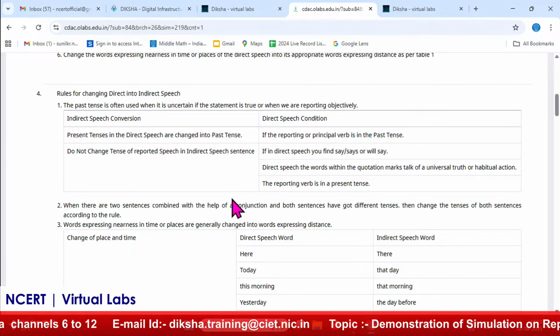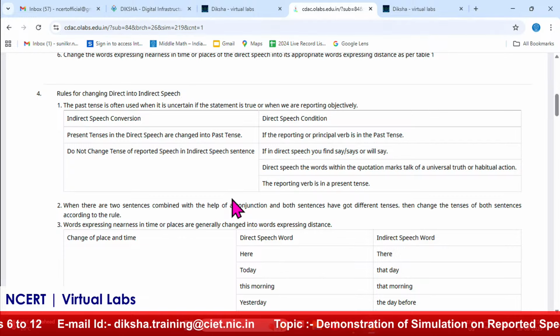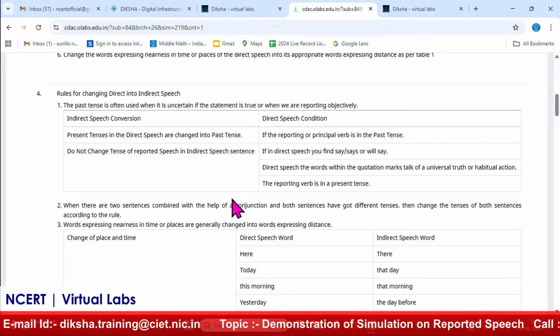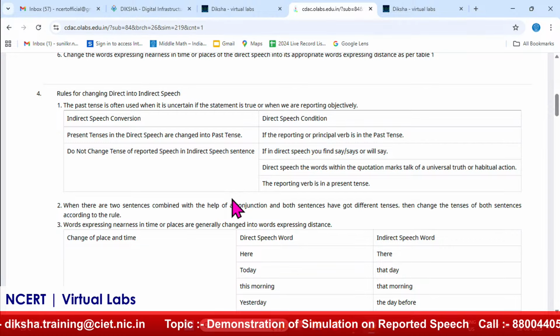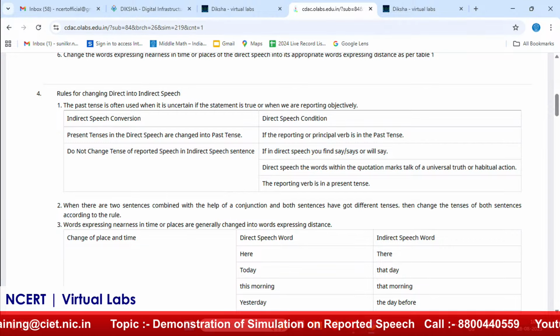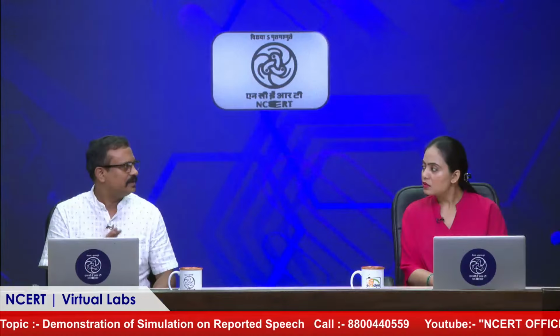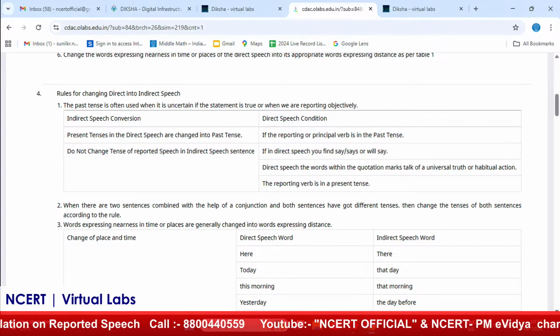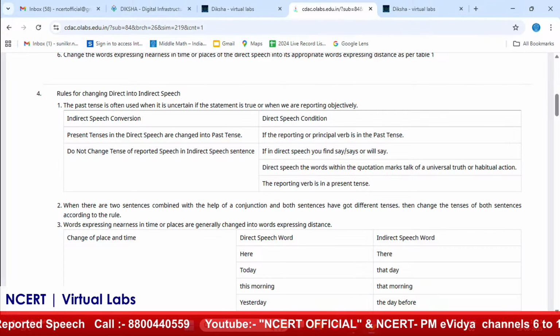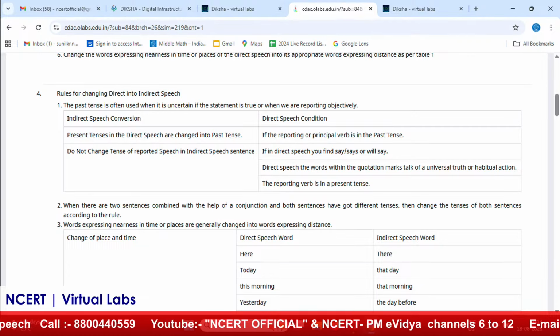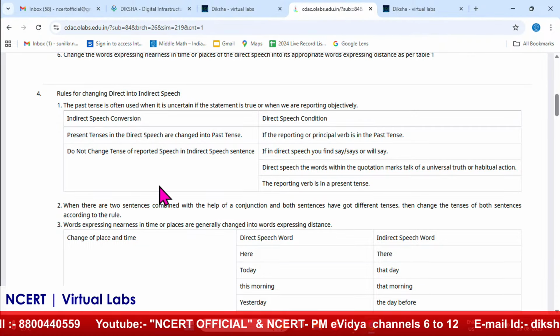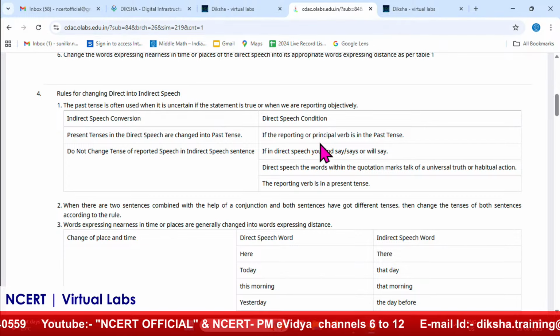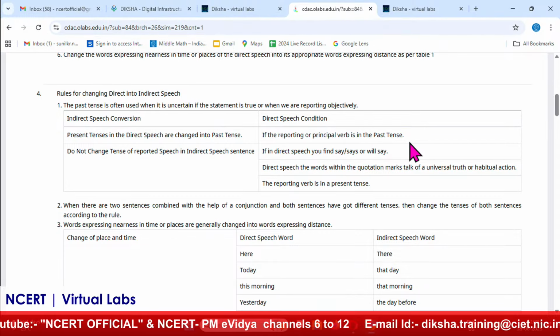The past is often used when it is uncertain if the statement is true or when we are reporting objectively. So, don't pay heed to whether the statement is true or not, but the whole point is we are reporting everything objectively. Nothing changes. Okay. Whatever is said, all of it is retained while we are giving the information. So, rule number 1 is present tenses in direct speeches are changed into past tense. Okay. If the reporting or principal verb is in the past tense, like I said, the event has already happened.